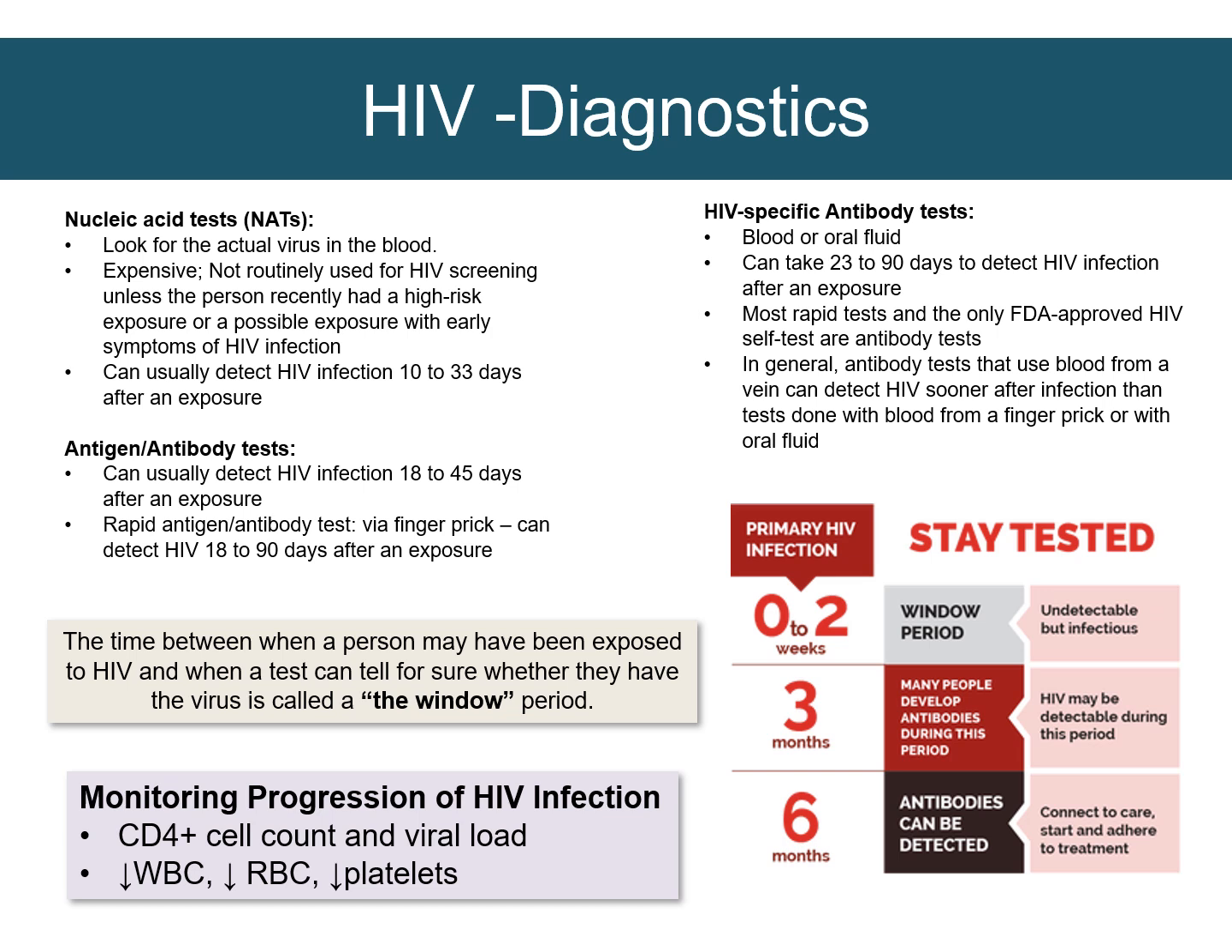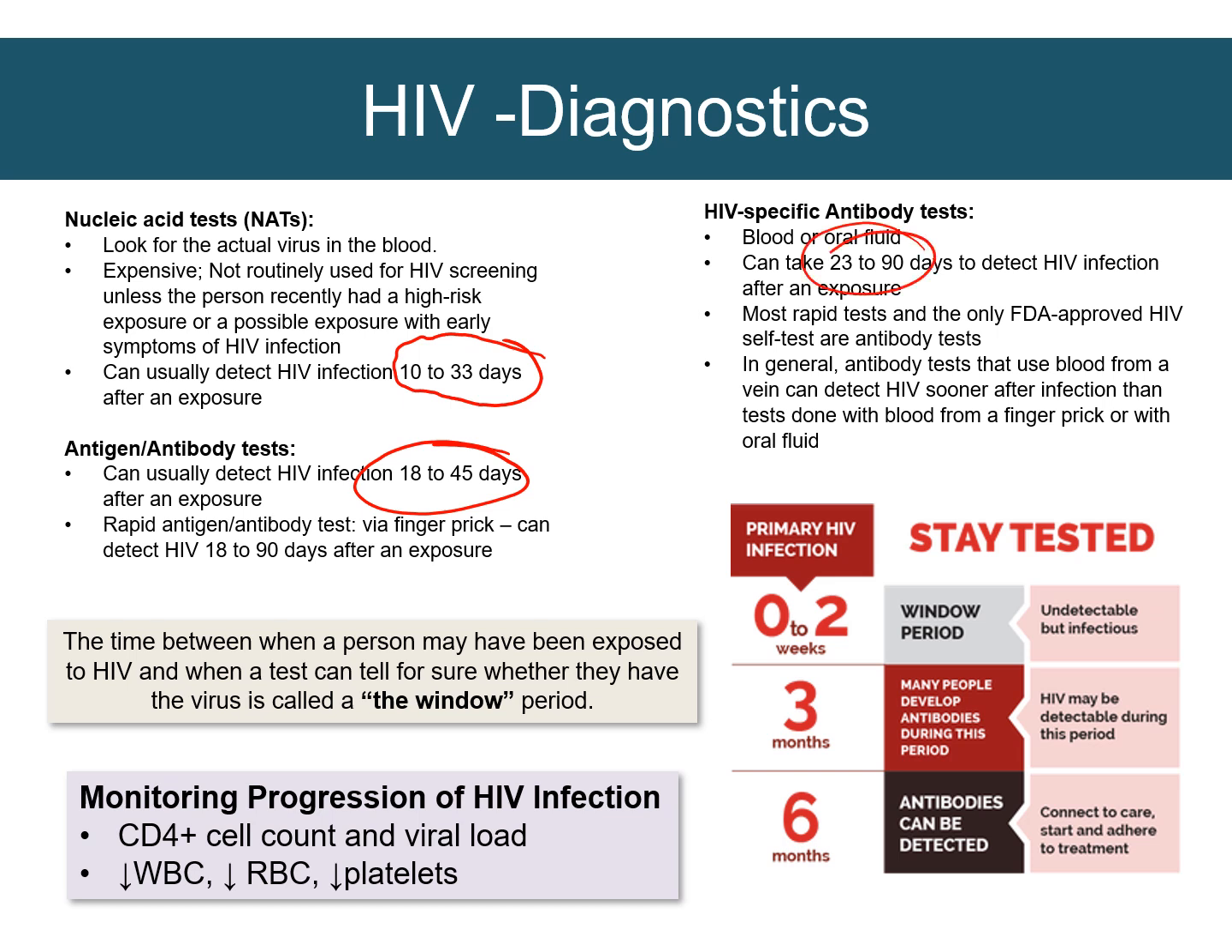So how is this diagnosed? How can we check to see if the patient has this virus? Most commonly, there are several different tests, and the difference between them is how sensitive they are in detecting it. The nucleic acid tests, the NAT testing, can usually detect the infection 10 to 33 days after exposure. The antigen antibody tests, 18 to 45 days, and the HIV specific antibody tests, 23 to 90 days.